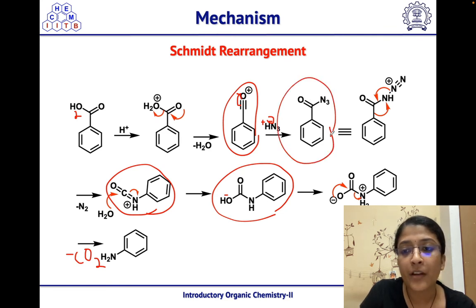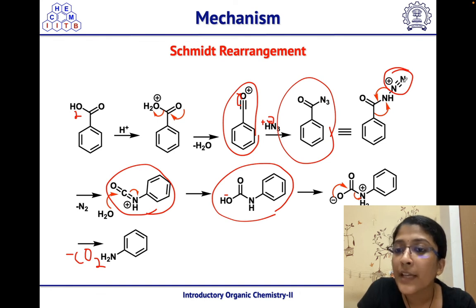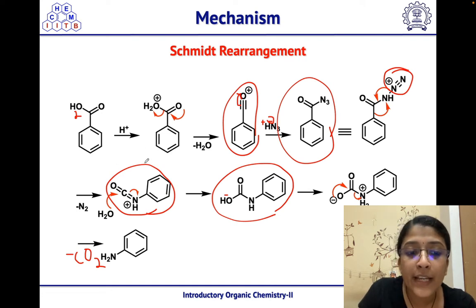So N3 minus will attack and it will neutralize this positive charge on oxygen, and we will get a system like this. So it can be rewritten in this form, and one of the negative charge on this nitrogen will be neutralized by the proton. So when the nitrogen, here we can see there is nitrogen, this nitrogen is a good leaving group. It is getting removed and this bond will shift here, and this carbon carbon bond will migrate towards the nitrogen. So we will get an isocyanate like this.